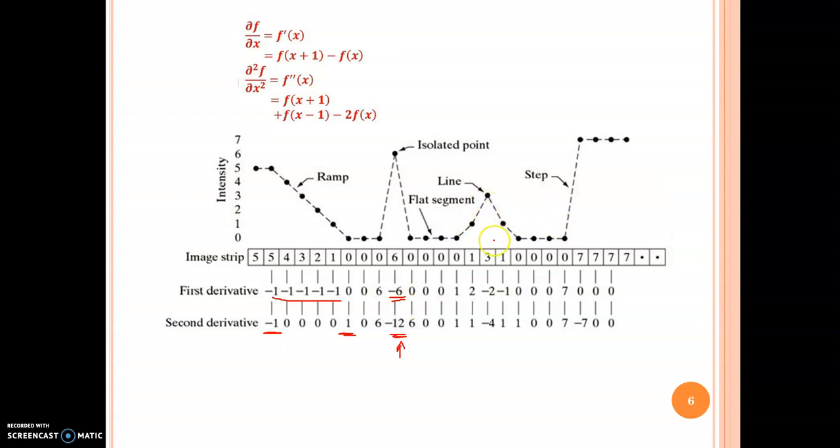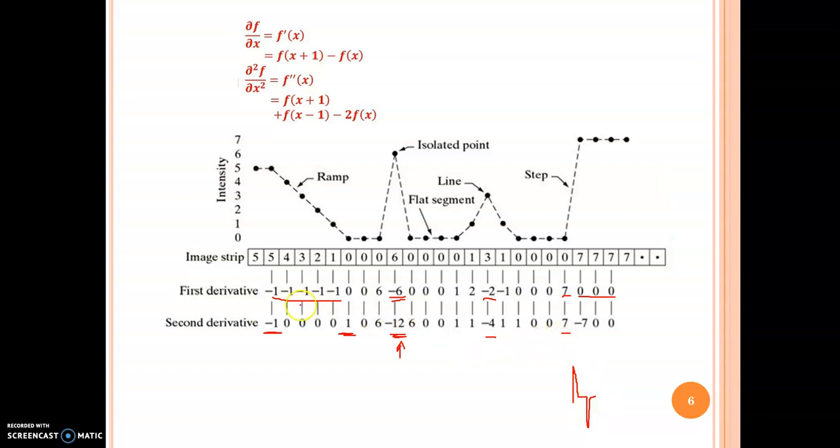Now consider this line. Here I am having a value minus 2, here I am having a value minus 4. Similarly, if I consider the case of a step, when you have a step like this, in the first order derivative you are having a value 7, then 0 along the step. But when you consider the second order derivative, at the start you are having a plus 7, that is, there is a sudden increase, then there is a value minus 7, there is a sudden decrease.